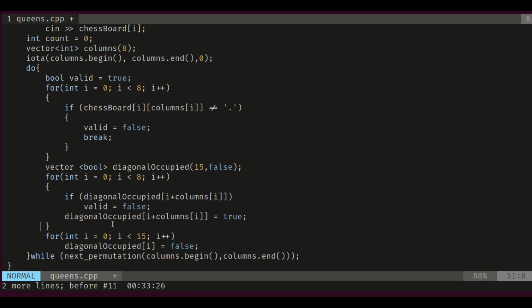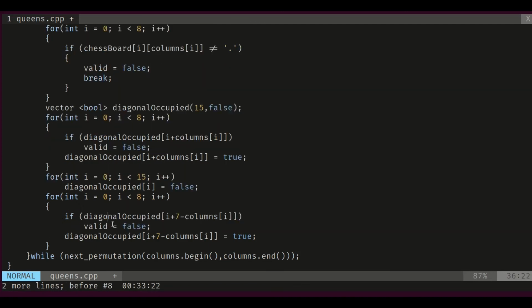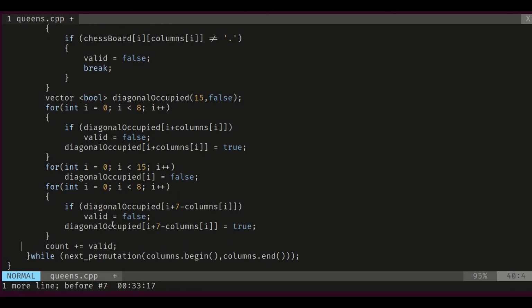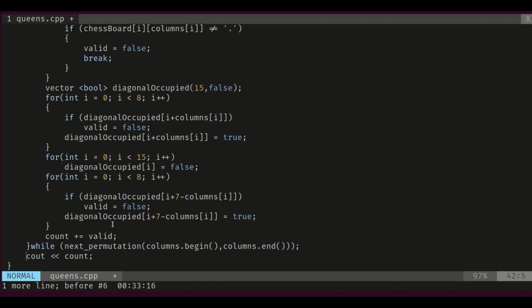And then if all this did not raise any violation of the constraints, we reinitialize our array with false, because we have to, in order to check for the other diagonals. And as we said, for the other diagonals, we check with that formula, x plus 7 minus y. And we do the same thing here. We first check that this diagonal has not been used before, and if it has, we just put false there. And then we state that this diagonal has been used, and that's it. And at the end, if valid is still true, it will increment our count, and at the very end we just print our count. So this is all.